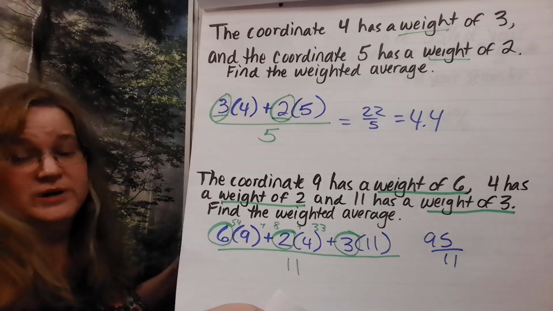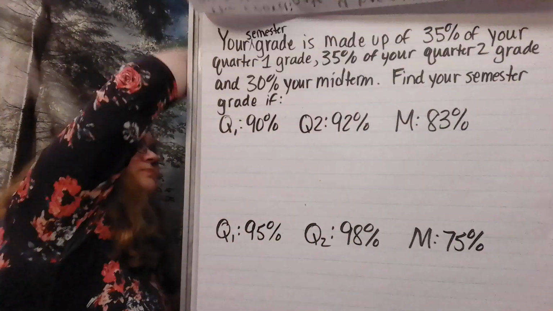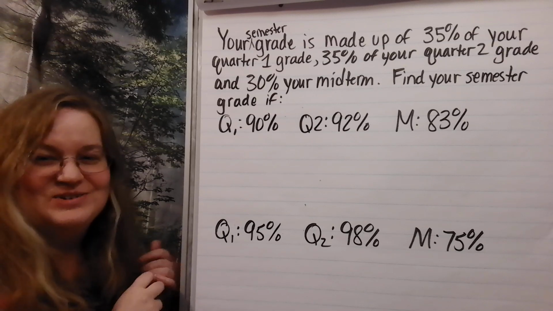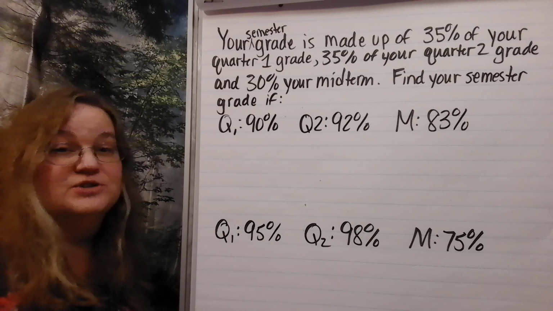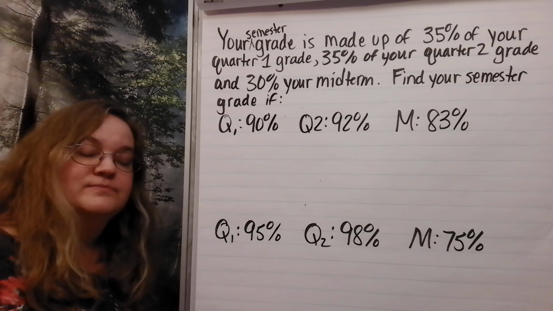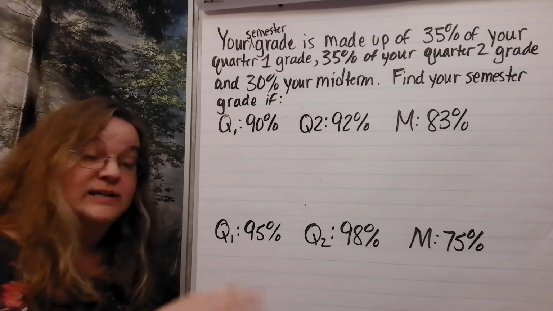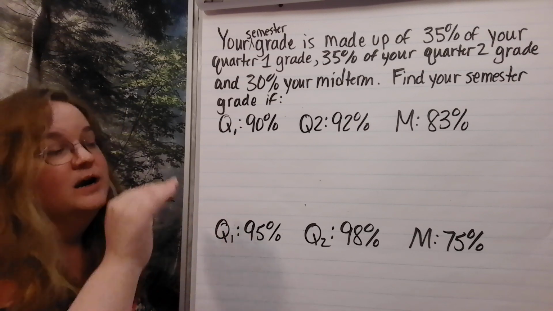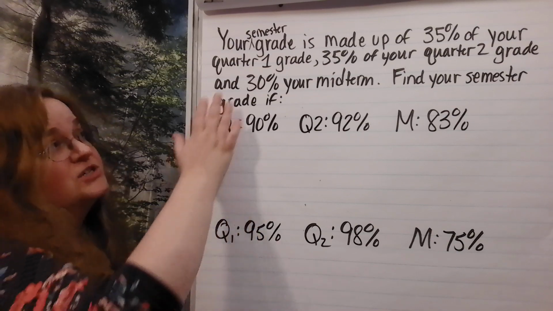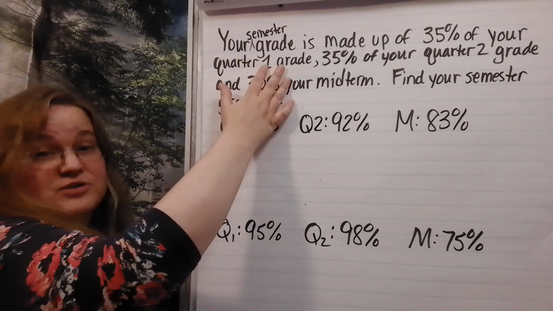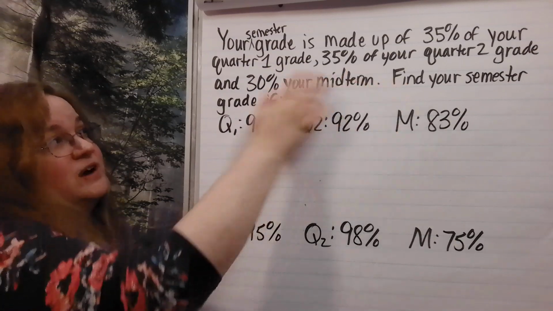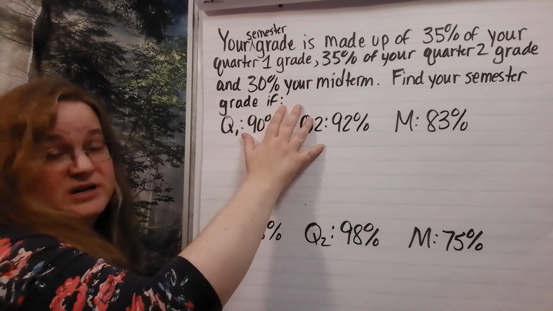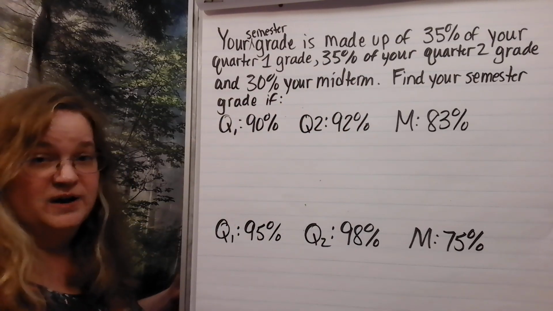All right, so let's look at one other type of problem that you might run into. Okay, having to do with grades. Grades are a lot of times weighted averages. If any of your teachers have any of their categories weighted, like tests are worth this percent, or assignments are worth this percent, that's what we do in weighted average. And actually for geometry, we have a semester grade, and our semester grade is 35% of your first quarter grade and 35% of your second quarter and 30% of your midterm. So let's look at a couple of examples of how I would do this.